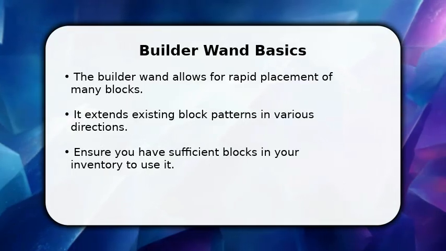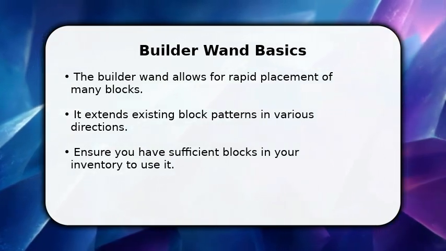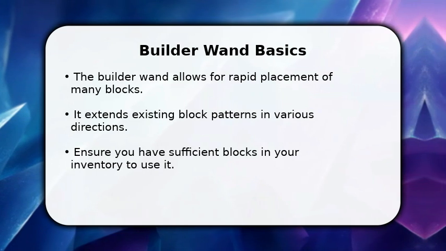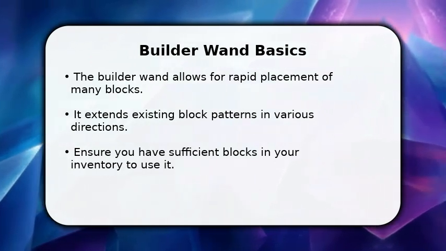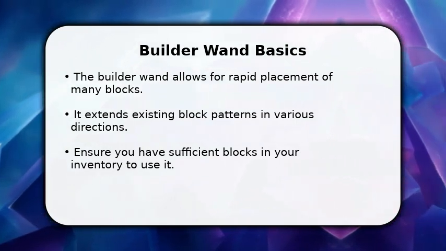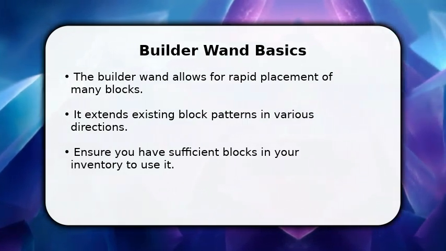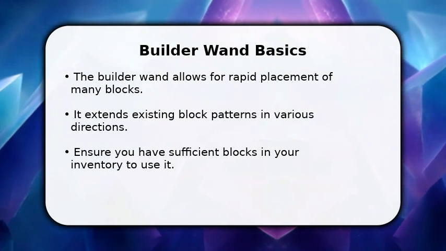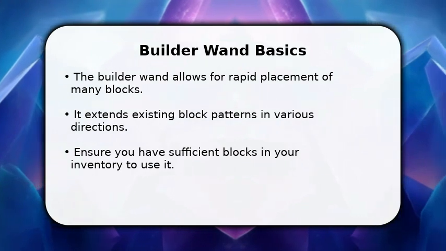In this video, I will show how to use the Builder wand in Minecraft. First, hold the wand in your hand and right-click on a block you wish to extend. The wand will automatically place additional blocks of the same type, following the pattern you started. This tool significantly speeds up large construction projects, saving you valuable time and effort. Remember, it only works if you have the necessary blocks in your inventory.